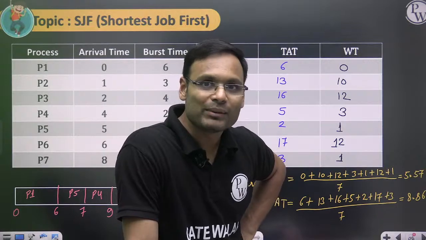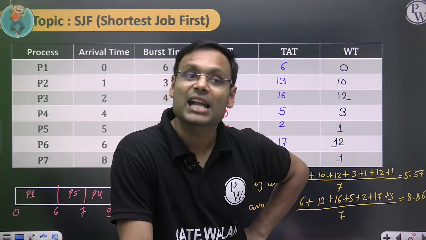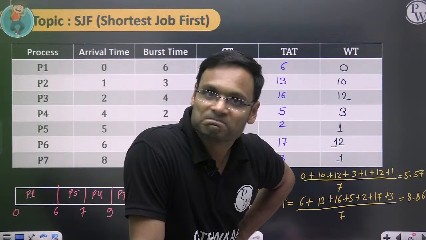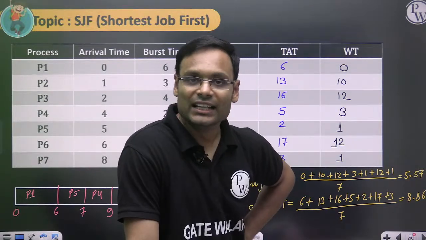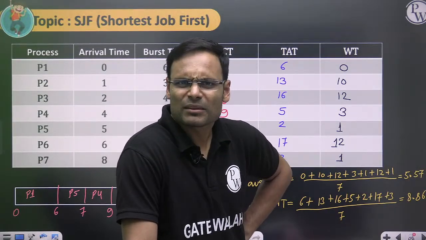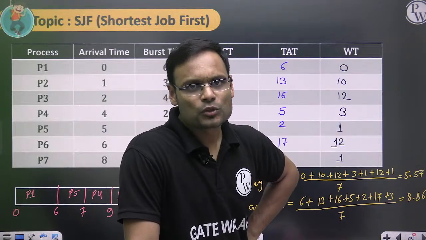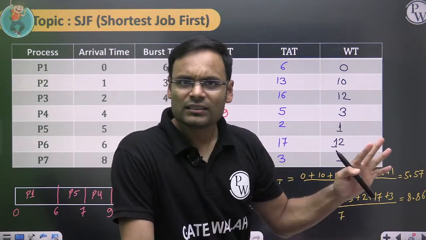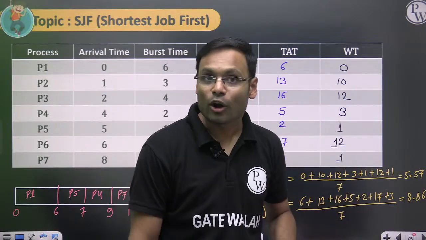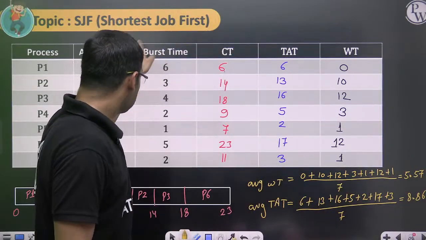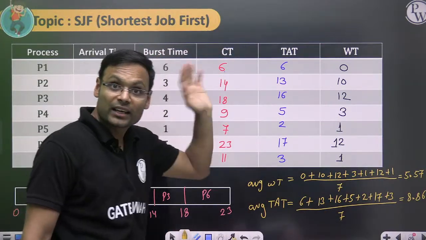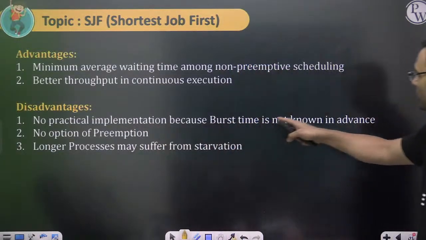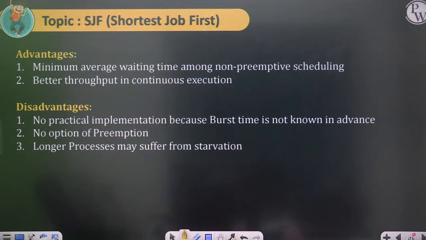1 hour, 2 hours, 5 minutes, 10 minutes, 5 seconds, how much time will you keep that particular web browser open? No, just because it is a user-dependent thing, the operating system cannot know it. So for how many time units a process will run on CPU, the operating system cannot know. Hence, these burst times are not practically known for a process, and hence there is no practical implementation, because burst time is not known in advance.